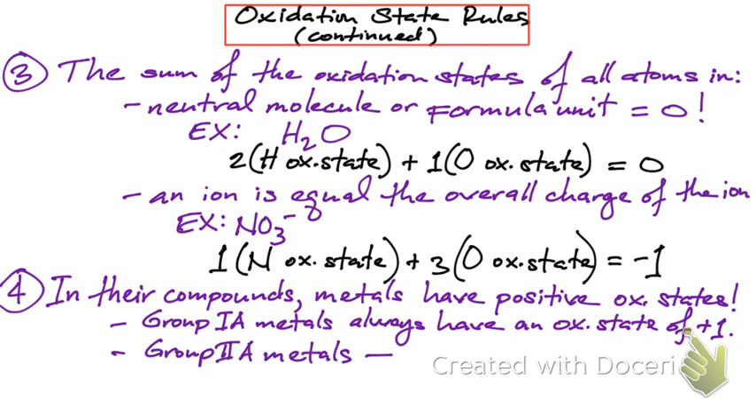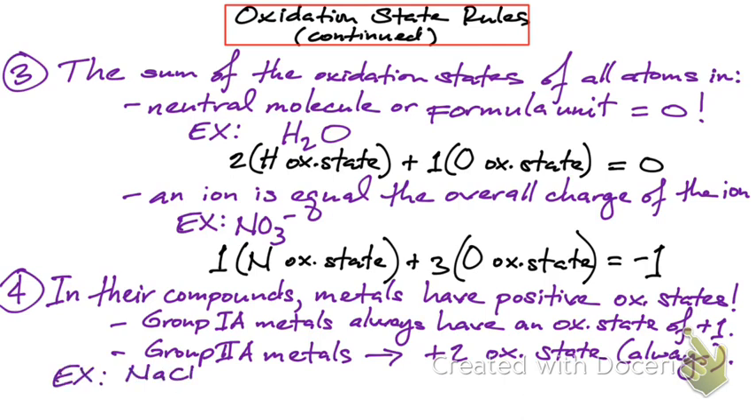Group 2 metals will always have a positive 2 oxidation state. And again, that matches the ionic charge, right? Group 2 metals typically or tend to have a +2 charge, and so that will actually help you out in determining the oxidation state of those metals in that same group.